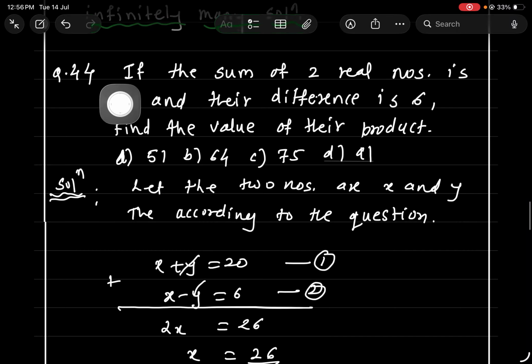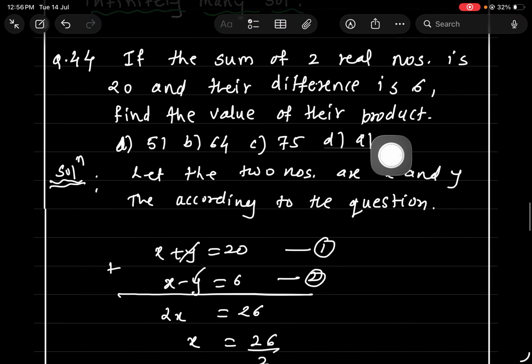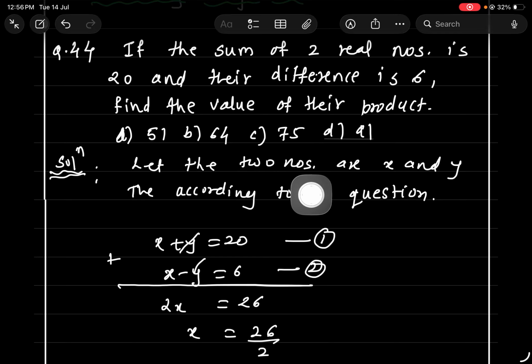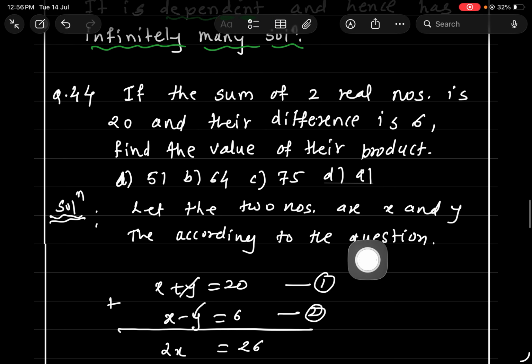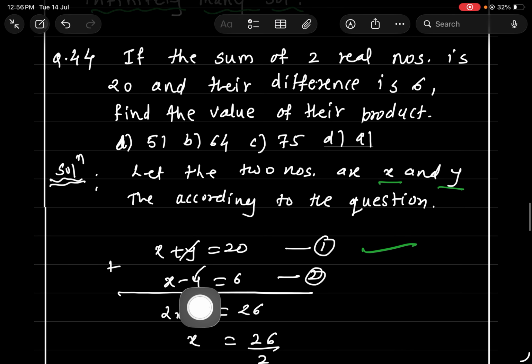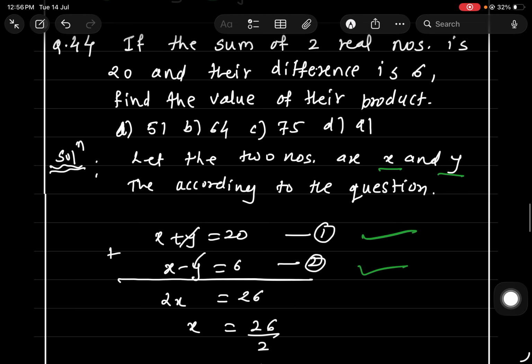Then question number 44: if the sum of two real numbers is 20 and their difference is 6, find the value of their product. Very simple. Let the two numbers be x and y, and according to the question, x plus y, the sum of the two real numbers, is 20, so that is the first equation. Then their difference is 6, so x minus y equal to 6, the second equation.